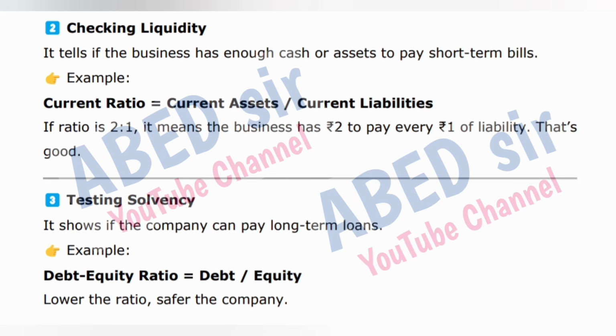3. Testing solvency. It shows if the company can pay long-term loans. Example. Debt equity ratio is equal to debt divided by equity. The lower the ratio, the safer the company.